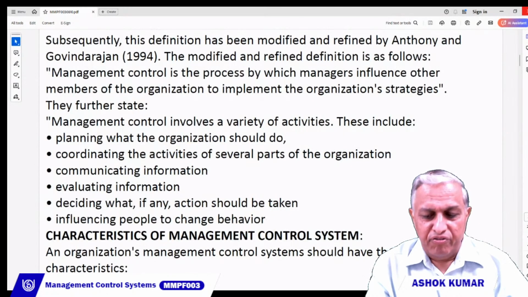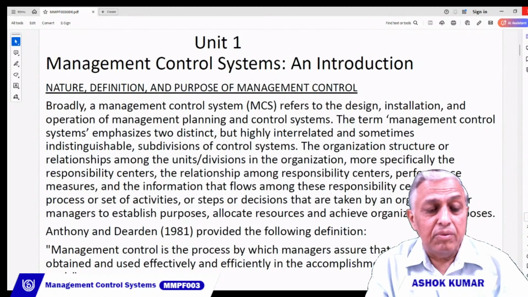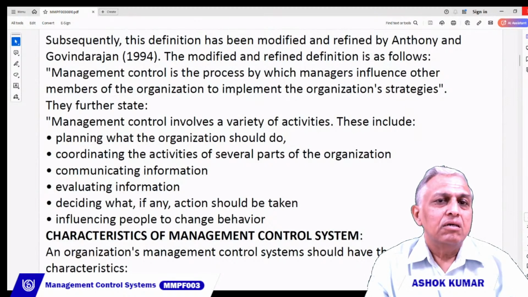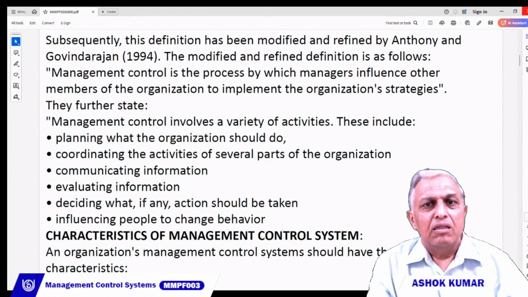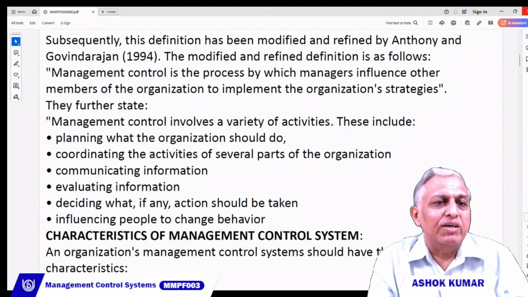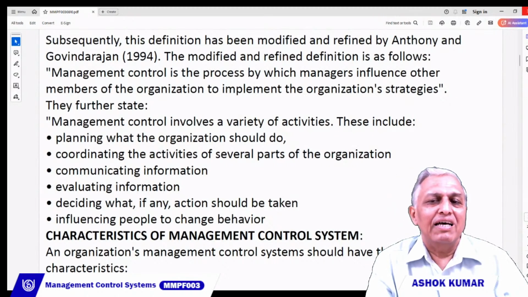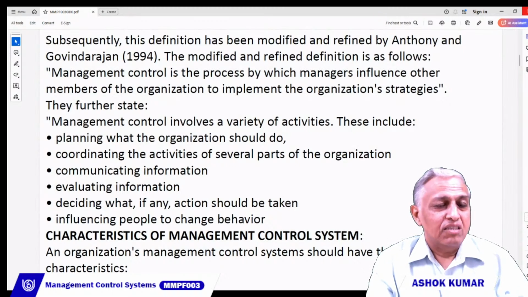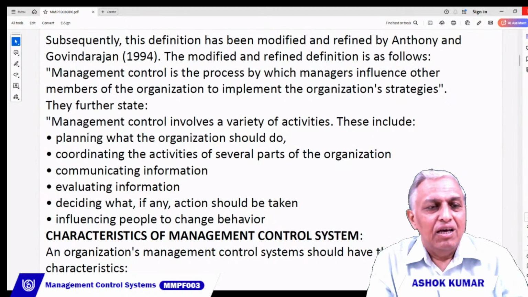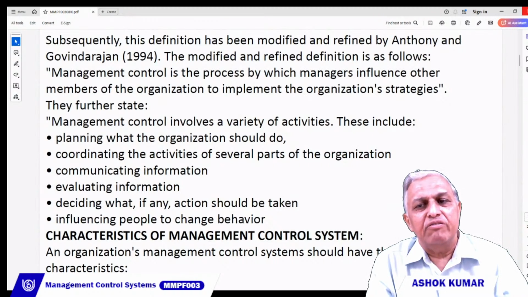Subsequently, this definition has been modified. Earlier, Anthony and Dearden in 1981 had given the definition of management control system, but later it was modified and refined by Anthony and Govindarajan in 1994, exactly after 13 years. The modified definition is as follows: management control is the process by which managers influence other members of the organization to implement the organization's strategies. A sea change. Now it is linked with the strategic part also, and the planning and control system is coming out with the new era.